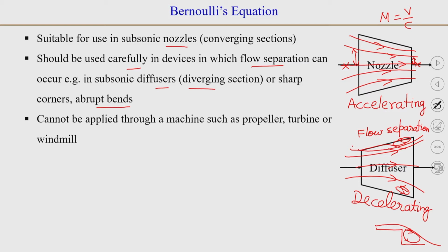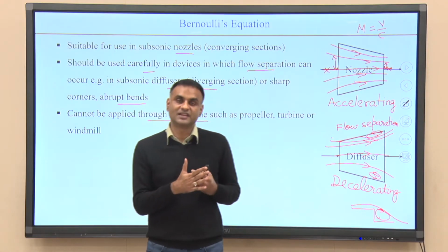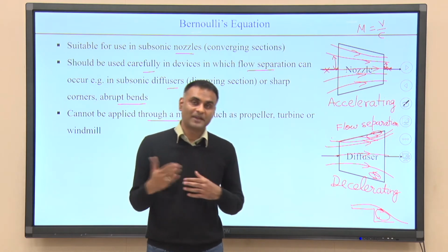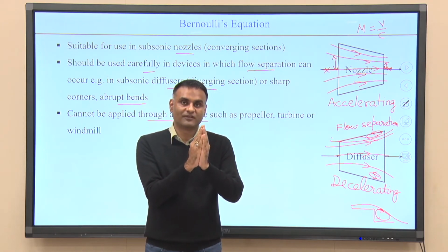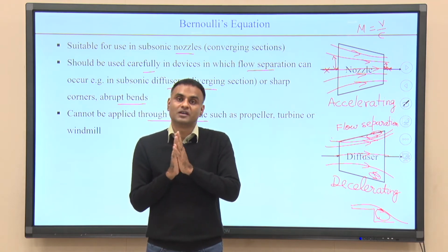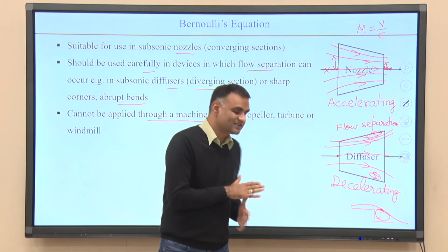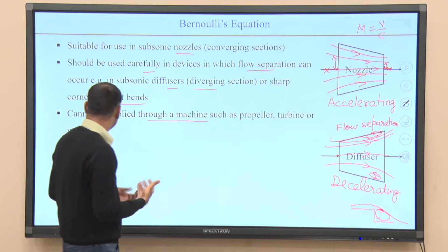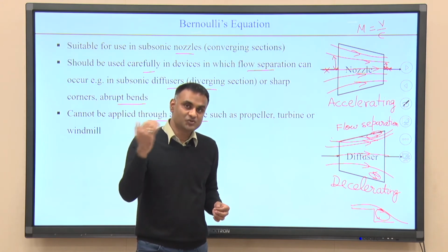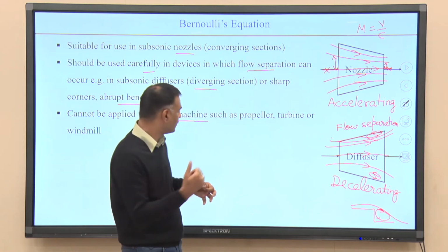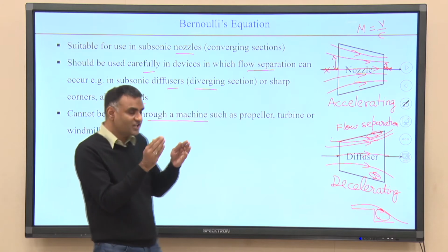Then you cannot apply Bernoulli's equation through a machine such as a turbine, compressor, propeller, or windmill, because Bernoulli's equation basically says the energy of the flow remains constant. That is, the energy in terms of pressure and kinetic energy of the flow plus potential energy of the flow, the sum of it, is constant. But when you are talking about a machine, it might be a propeller, turbine, the vanes of a turbine or the windmill, in these cases some energy is being added, or in some other machines energy might be taken out, for example.